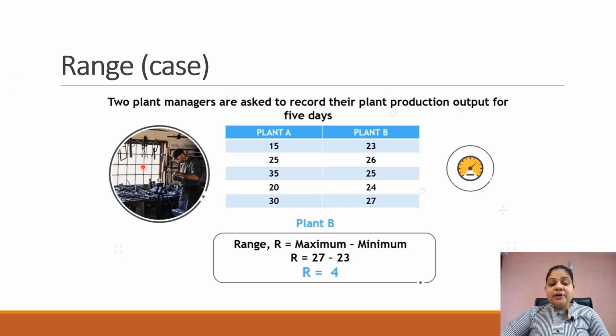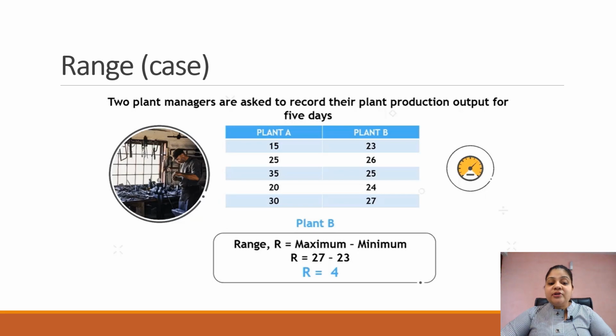A company is producing some units and has two plants, plant A and plant B, and a manager was asked to record the plant production for the first 5 days. Plant A has a production of 15, 25, 35, 20 and 30 units respectively, whereas plant B has a production of 23, 26, 25, 24 and 27 units respectively.